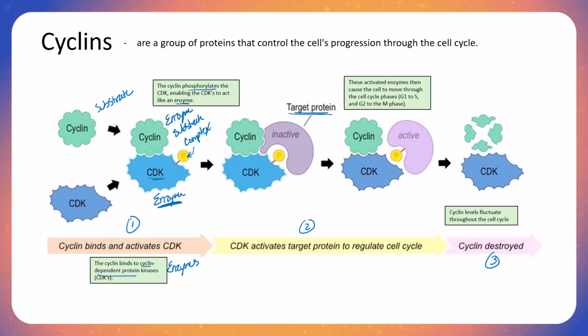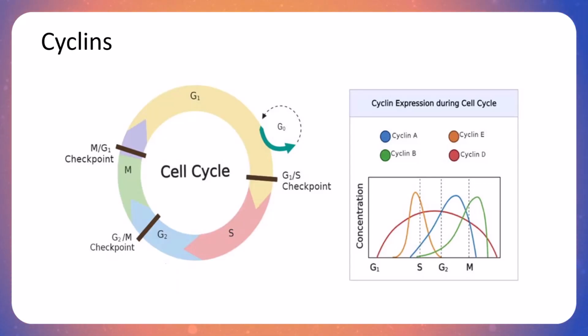That is the series of events that's going to help activate these target proteins, and it's these target proteins that are going to actually regulate the cell cycle. So when we talk about cyclins and their control over the cell cycle, remember the cell cycle consists of different phases. So we have G1, S, G2, and M. G1 stands for gap 1, S stands for synthesis, G2 stands for gap 2, and M stands for mitosis. All of those phases constitute the cell cycle.